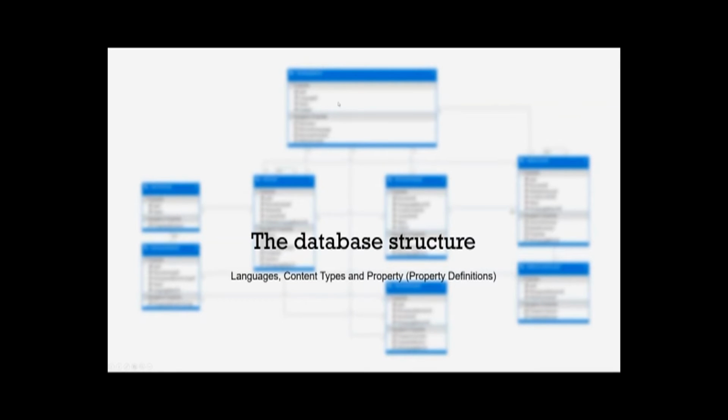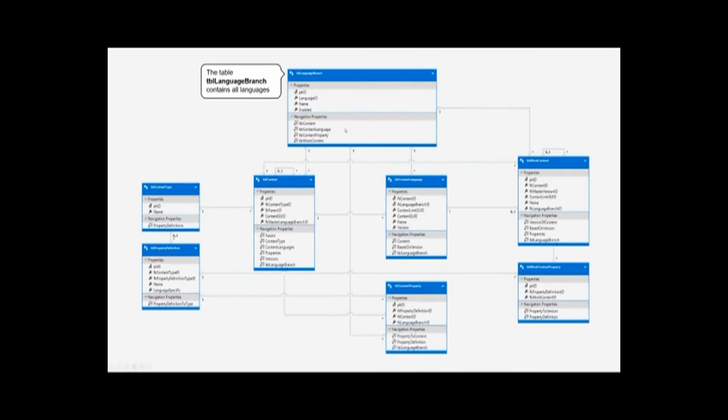So, the database structure. Looking at the different tables that Episerver is using to store your content, we'll first start with the table language branch, which contains all the languages available in an Episerver solution. This is the one that is used in edit mode when you edit or enable your languages.